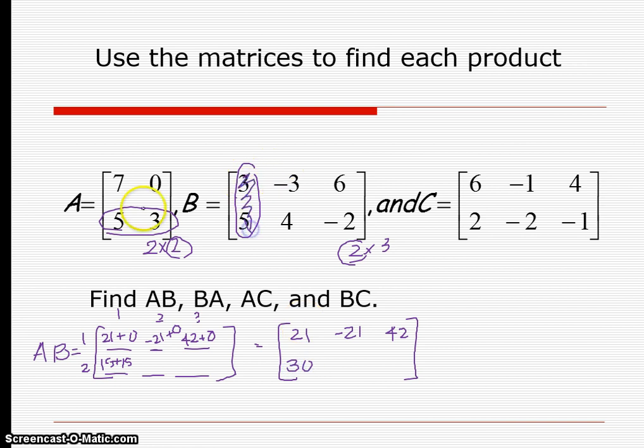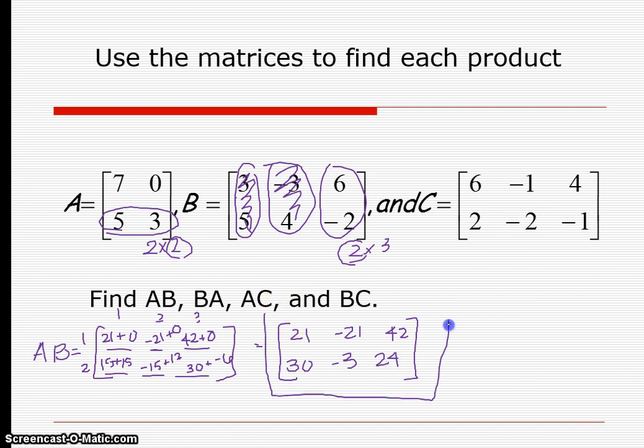When I move on to the second column, still in that second row, 5 times negative 3 is a negative 15, plus 3 times 4 is 12. So when I add those, I get negative 3. And then when I'm going for the second row, third column, 5 times 6 is 30, plus 3 times negative 2 is negative 6. So I end up with 24. This matrix here is my answer when I multiply A times B.